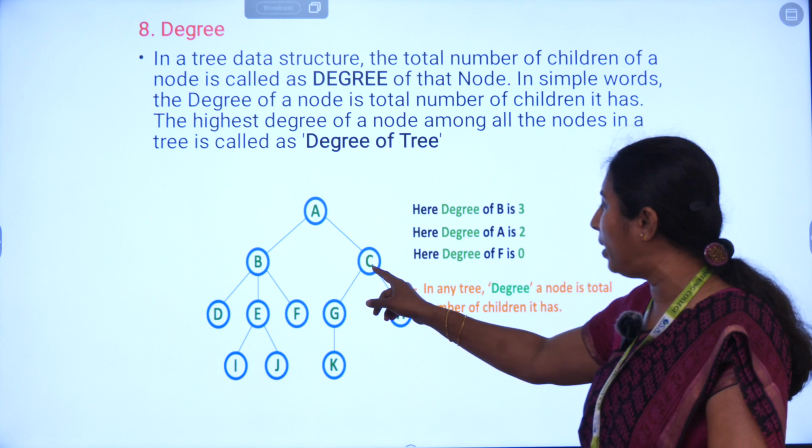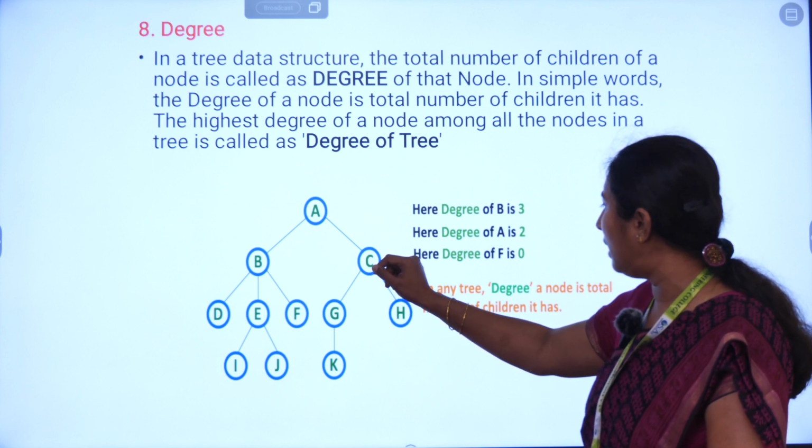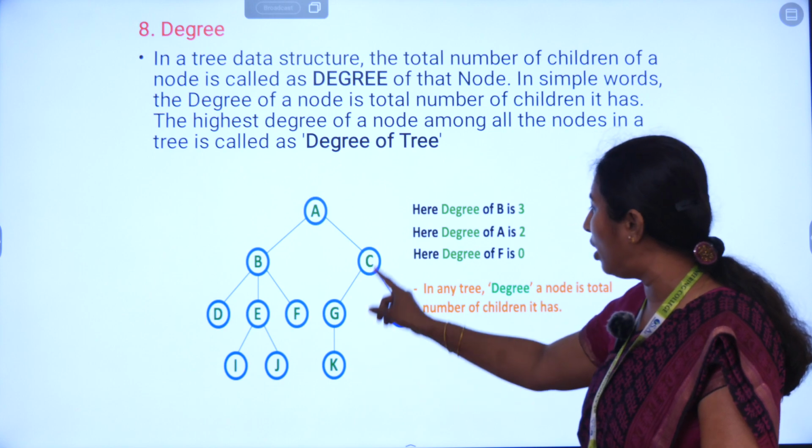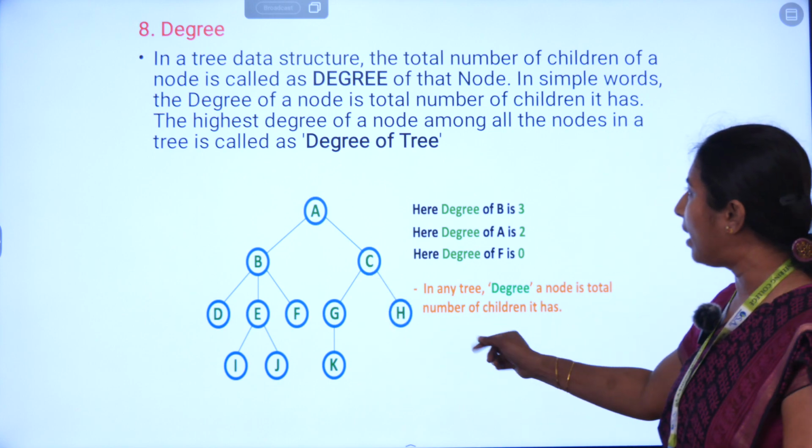Whereas if you want to calculate the degree of a particular node, we can also do that. The degree of C will be 2. We are going to calculate the longest path here.